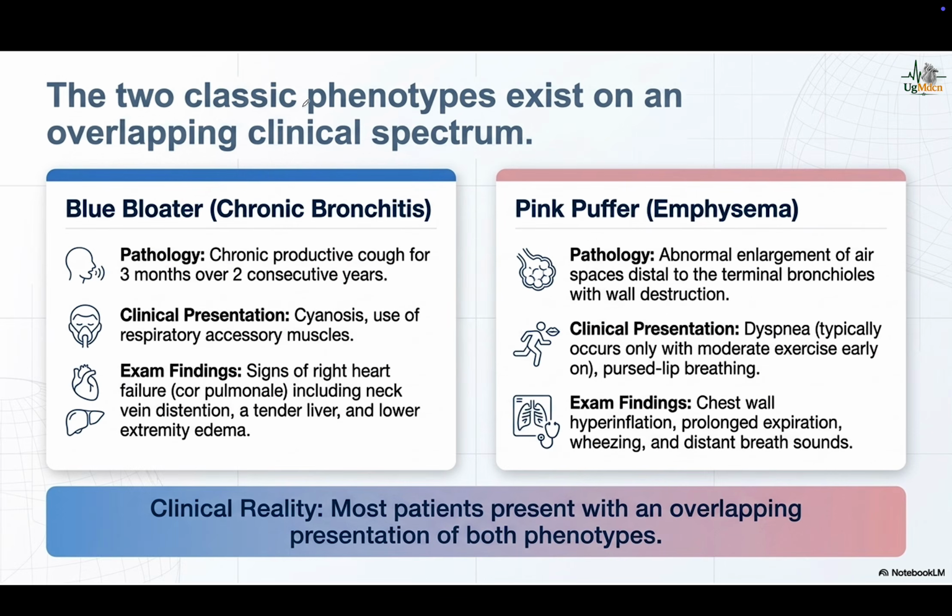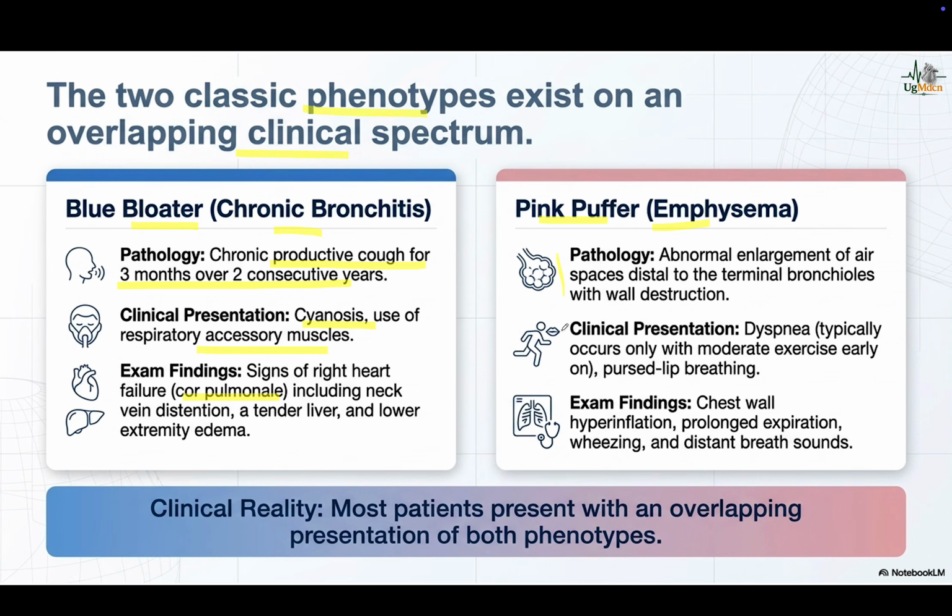Clinically, patients fall on a spectrum between two phenotypes, blue bloaters and pink puffers. Chronic bronchitis presents with a productive cough for 3 months in each of 2 consecutive years, often accompanied by labored breathing and cyanosis. On examination, signs of cor pulmonale, such as neck vein distension, a tender liver, and lower extremity edema, may be present.